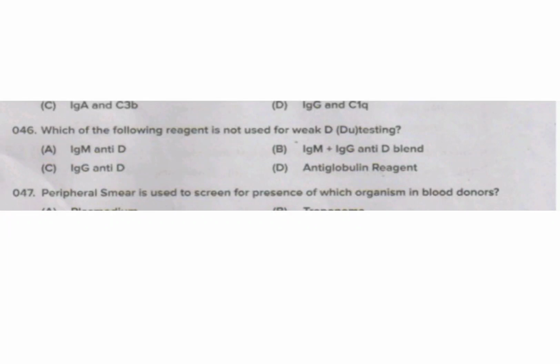Next question. Which of the following reagents is not used for weak D, that is DU testing? Four options are there. Option A, IgM anti-D. Option B, IgM plus IgG anti-D blend. Option C, IgG anti-D. And option D, last option, antiglobulin reagent. The answer is option A, IgM anti-D. IgM anti-D is not used for weak D or DU testing.